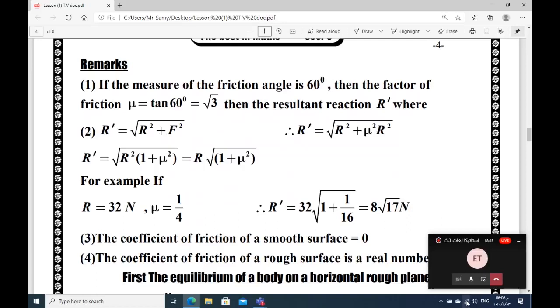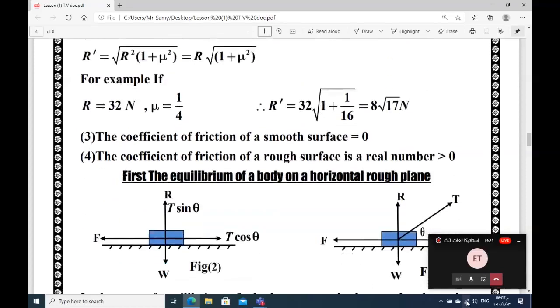To find R dash, we must find the value of the normal reaction R and the value of mu. What is mu? Mu is the coefficient of static friction. What is R? The normal reaction. As an example, R equals 32 Newton, and mu equals one quarter. Then we can calculate R dash by using the rule. What is the rule? R dash, the resultant reaction, equals the normal reaction multiplied by the square root of 1 plus mu squared. By substitution with R equals 32 and mu equals 1 over 4, we deduce that R dash equals 8 root 17 Newton.